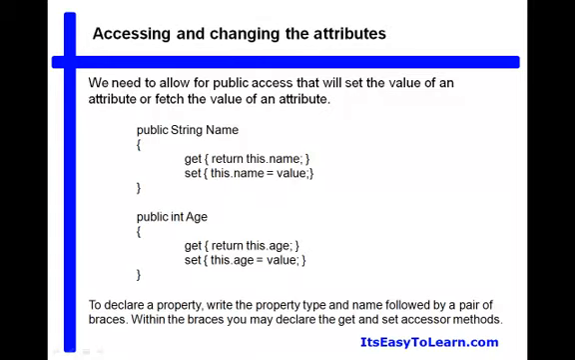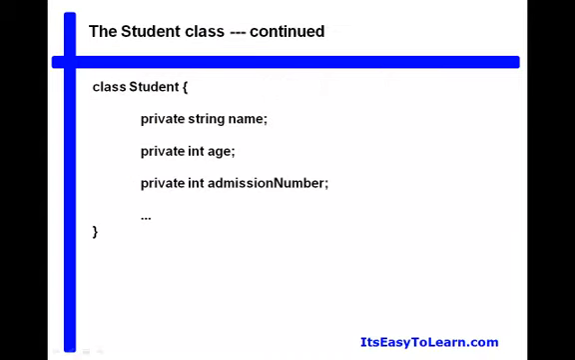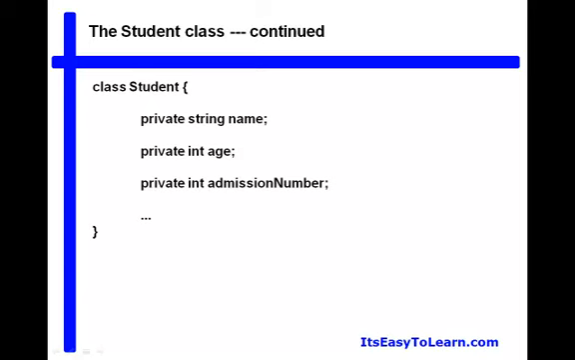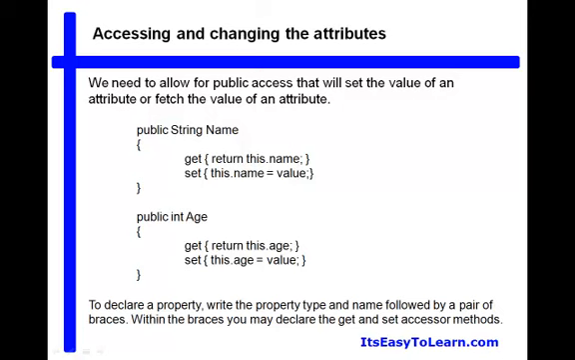Okay. Now, we saw a student has some attributes like name, age and admission number. Now, how do we access and change the value of the attributes? Remember, whenever you declare a class, the attributes, as a good programming practice, are always recommended to be private. The name should be private, the age should be private, and the admission number should also be private. So if we have private variables, how do we access the attributes?